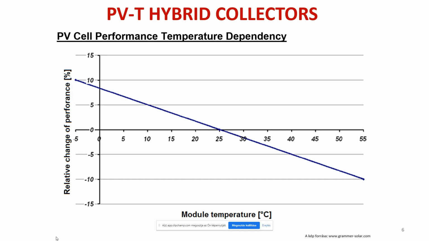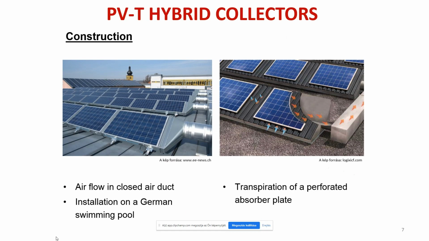However, this heat reduces the efficiency of the PV cells further, and if you have a look at the relative change of performance as a function of the module temperature, you can see that every 10 degree of module temperature increase results in a decrease of 3% in the relative performance. This is why it's in our interest to utilize this heat.